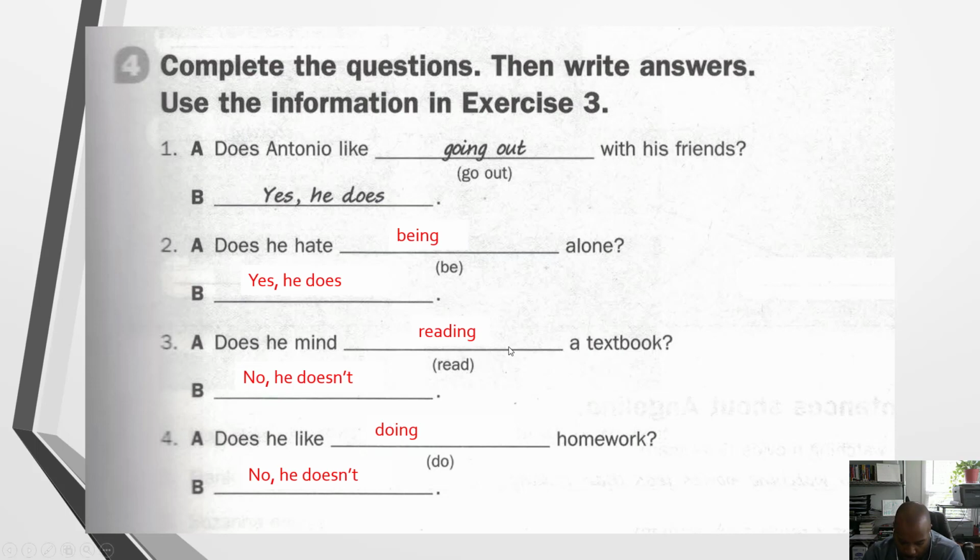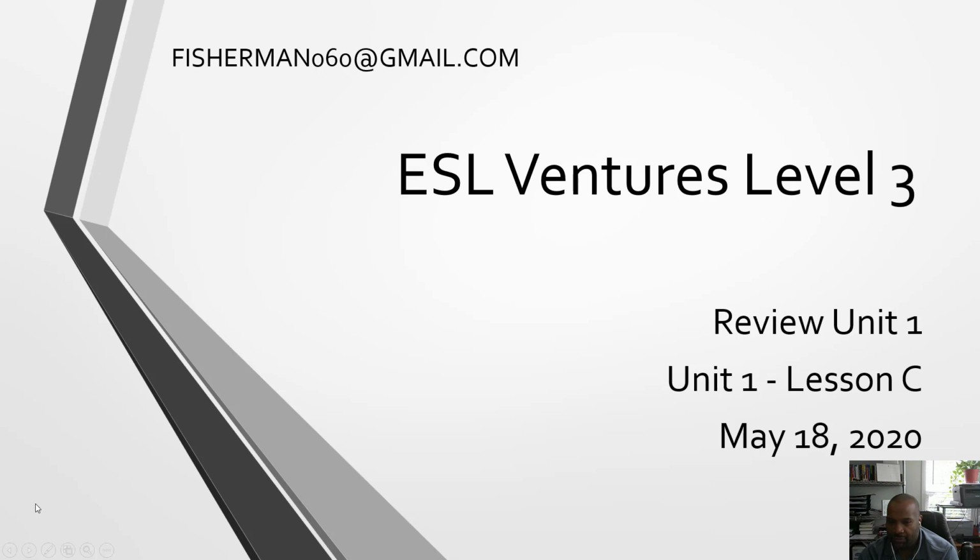All right, so number 5 is write yes or no questions, and you can do that on your own. I'm not including that in this review, but we can. I think we've done enough gerunds that you can confidently do those on your own. All right. What we're going to do now is go on to lesson C. So let's move on to lesson C.